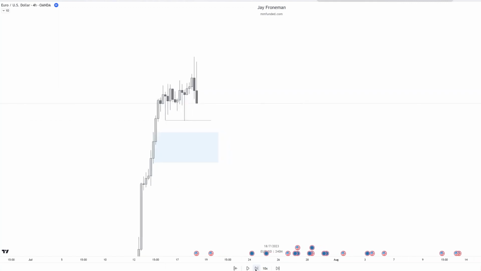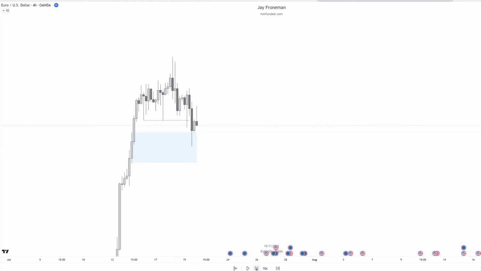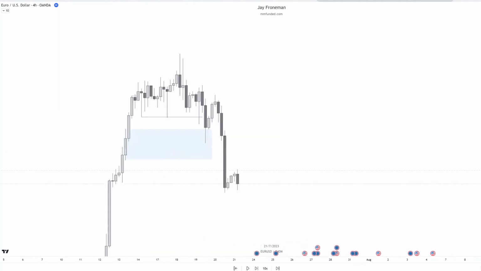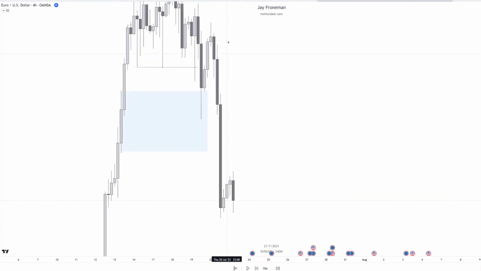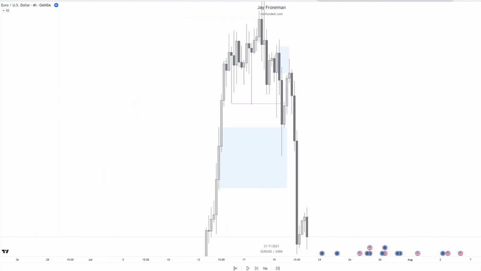More really equal bottom liquidity. We've had the sweep into that zone, and we then had a failure of that zone. Okay, so we definitely had a reaction off that demand, and then a pullback into this area of supply after this break of structure to the downside.